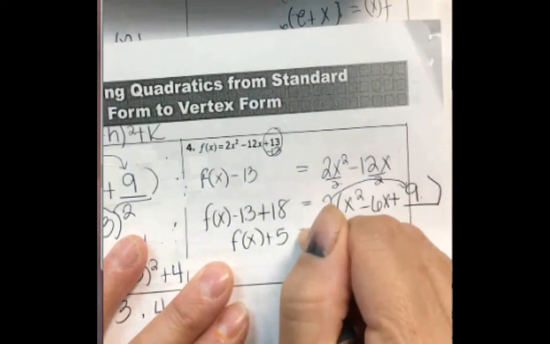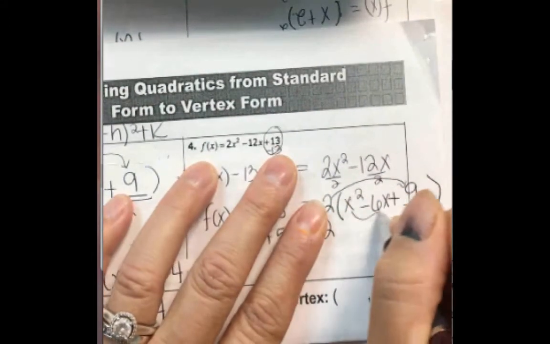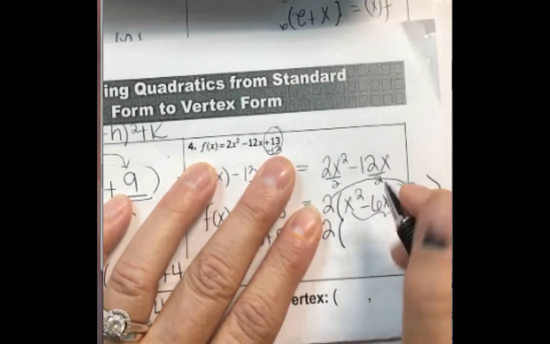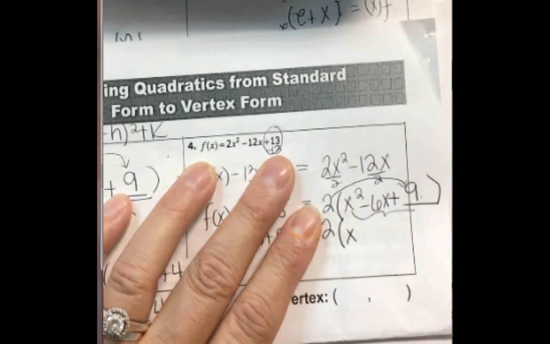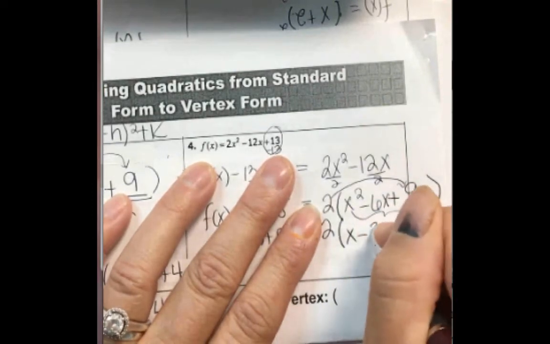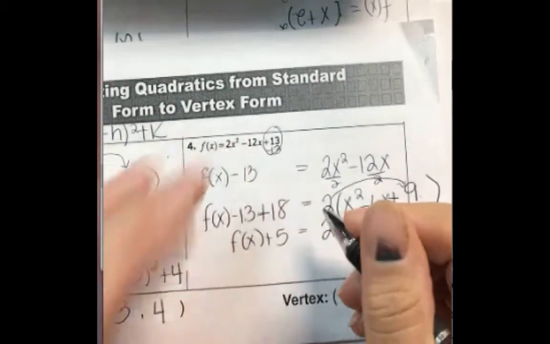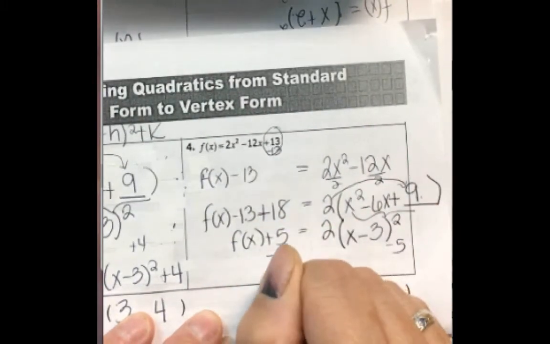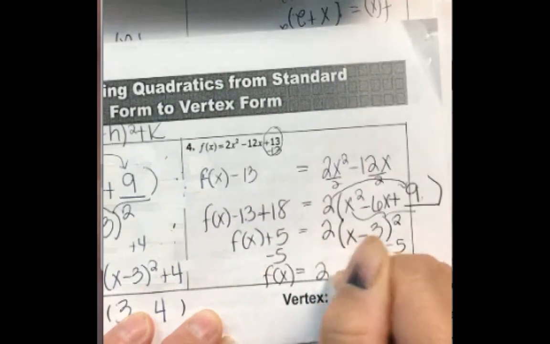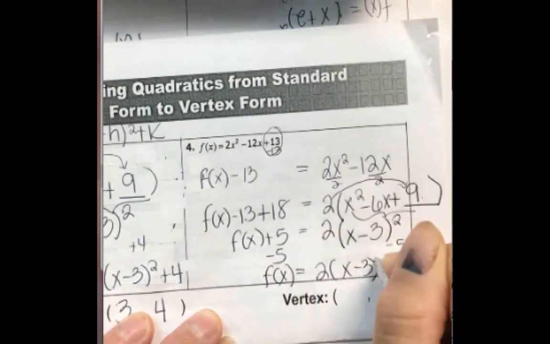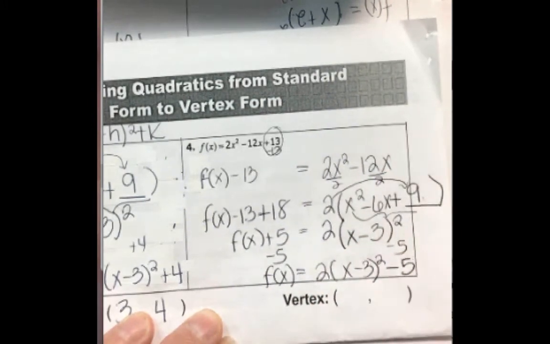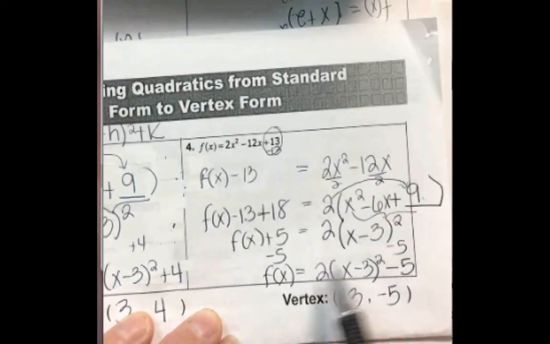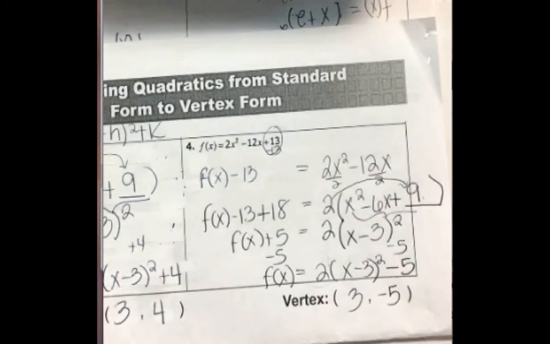When I factor the perfect square part, there's still that 2 out in front, which basically means it's a vertical stretch of 2. And then writing this as a square binomial would be x minus 3 squared. And then finally swing that 5 back over to the other side to get it in vertex form. So f of x is equal to 2 times x minus 3 squared minus 5. And that means the vertex is at 3, negative 5. And this is also a vertical stretch at that point.